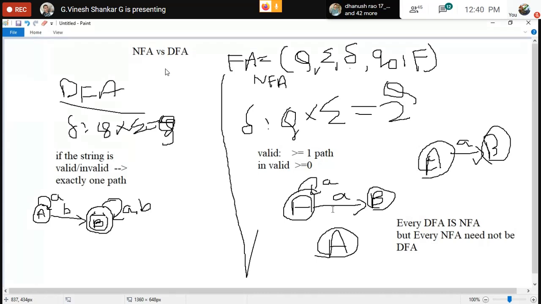With this, today we'll end our class. Tomorrow we are going to see construction of NFA. Mostly we'll see construction. After the construction, the next class will be NFA to DFA conversion. Then we'll go to NFA with epsilon moves. I hope this is clear.